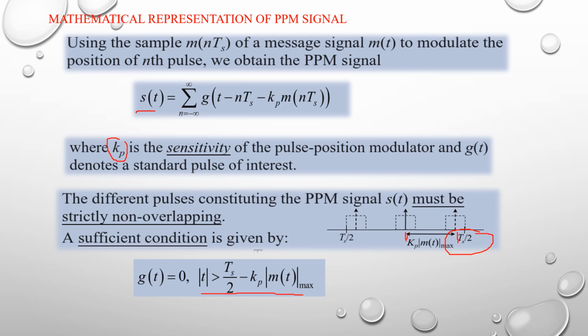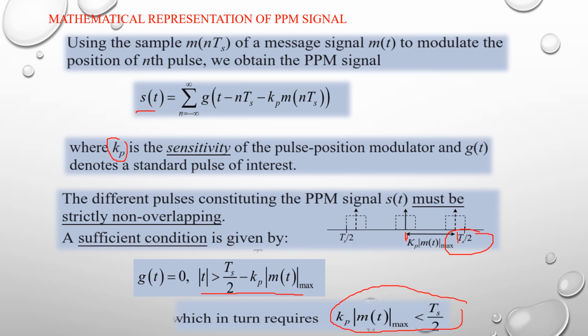So k_p magnitude of m of t is the distance between two pulses, which in turn requires k_p magnitude of m of t maximum to be less than T_s by 2. So this is the mathematical representation for the PPM signal. The PPM signal which is generated is shown in this figure.